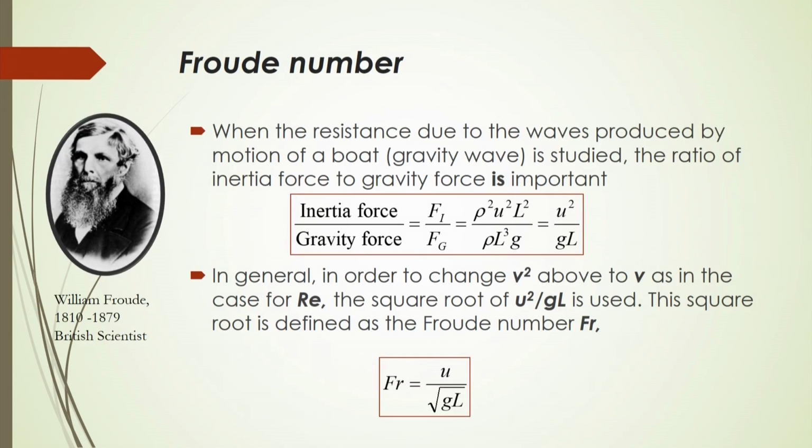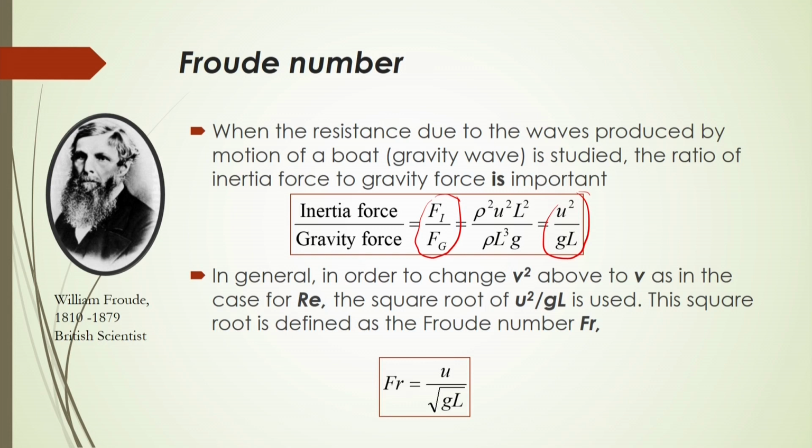Let us look at another dimensionless number, called the Froude number. It is very important in this case. Here, resistance due to the waves produced by the motion of a boat, that is, gravity waves, and the ratio of inertia force to gravity force are very important. This ratio of inertia force to gravity force is called the Froude number. So Fi by Fg equals u square by gL. So it is called the Froude number.